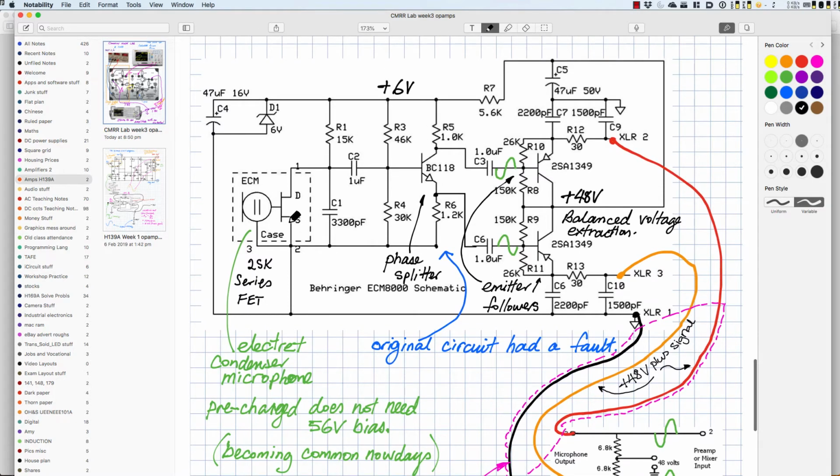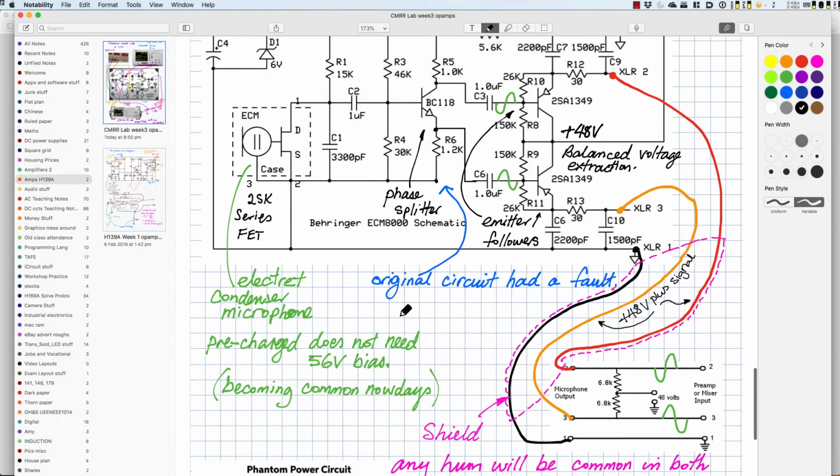If that was not an electret condenser in this particular microphone, there would be a voltage inverter built into this, a low noise voltage inverter, and that would step up the 48 volts to 56 volts, and that supplies the cartridge, the condenser cartridge in the microphone unit.